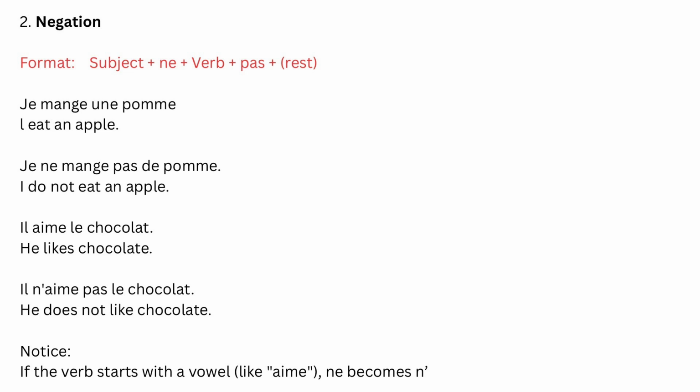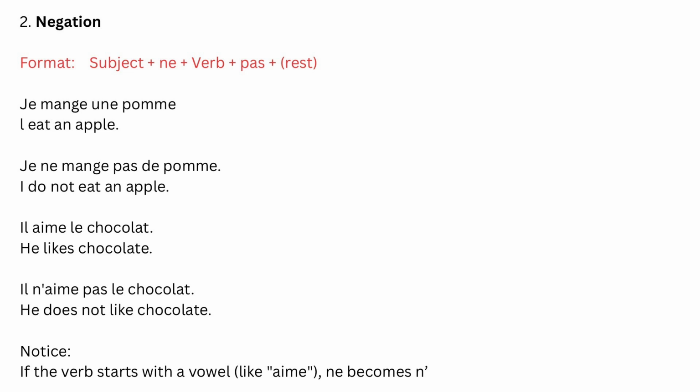Before the verb, put ne. After the verb, put pas. So your format will become subject plus ne plus verb plus pas, and then the rest of the sentence. Let us take the same example that we saw when we were doing the simple sentence. Je mange une pomme. I eat an apple. In this sentence, mange, to eat, is my verb, right? It is my action. So, first step I have already done. I have identified my verb. Second step is to put ne before it and pas after it. And I will get Je ne mange pas de pomme. I do not eat an apple.